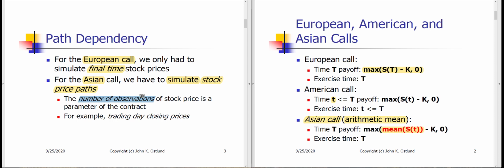We're going to specify the number of times that the stock price has to be evaluated. For example, we're not going to try to compute the mean of the stock price at every second of every day up until the final time. We are going to, for example, specify that the trading day closing price is what we're going to use in our computation of the mean stock price over the time interval. So that's not an infinite number of stock price observations, but it's still a fairly large number.